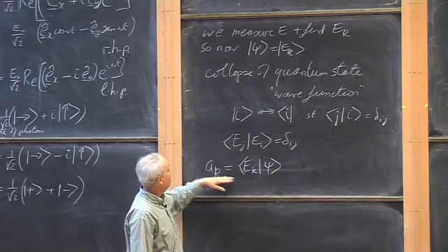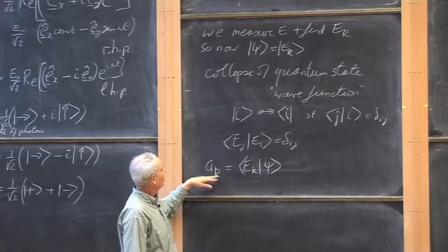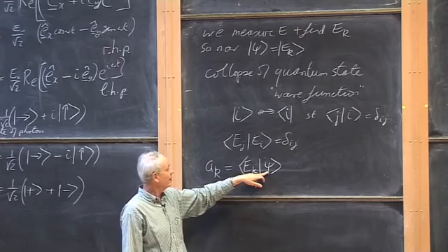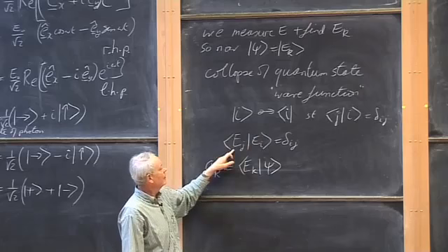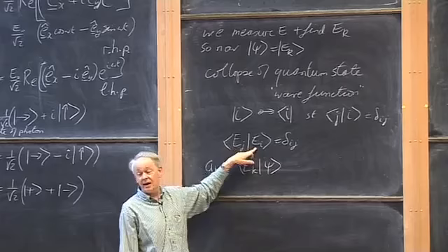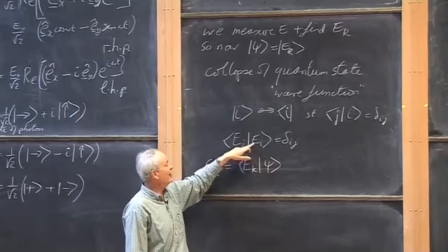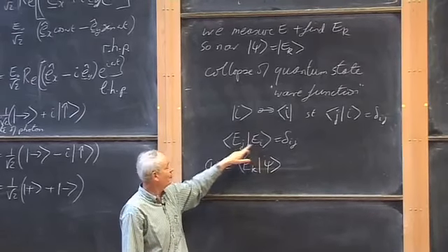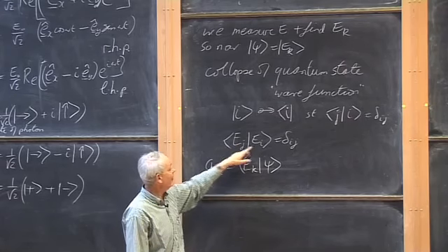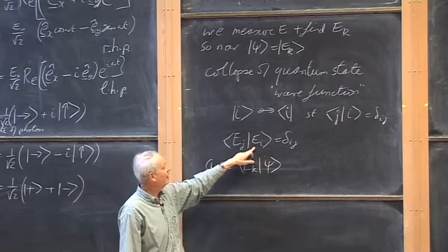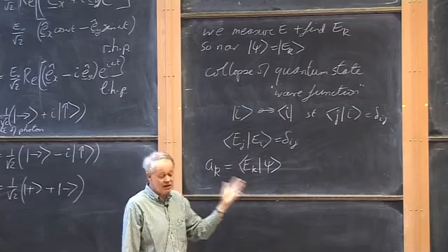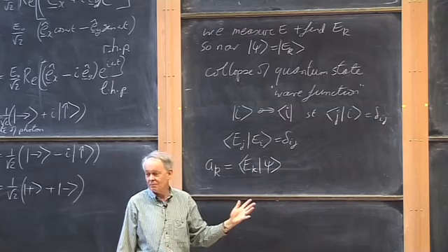So let's ask ourselves in this context, let's look at this formula. This is the amplitude to find energy Ek if the system is in the state psi. So what's this? This is the amplitude to find Ej if the system is in the state Ei. Well, if the energy is Ei, it can't be Ej, can it? If j is different from i. So the reason this thing vanishes when i is not equal to j is because it reflects the fact that if your energy is Ei, it's Ei, it's not Ej.